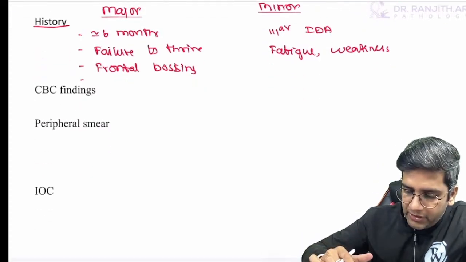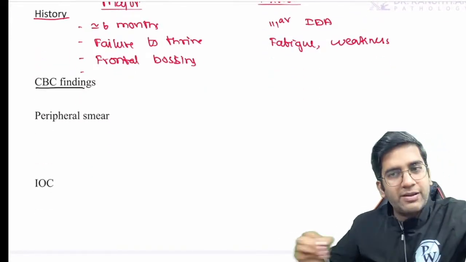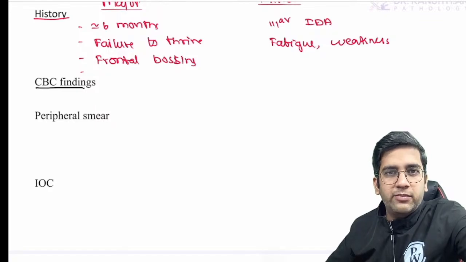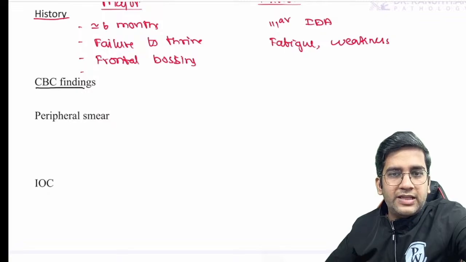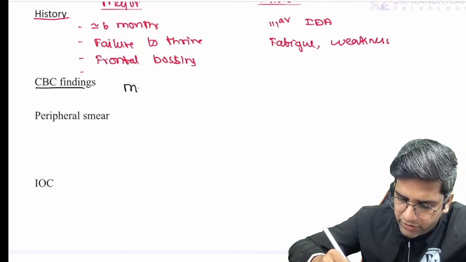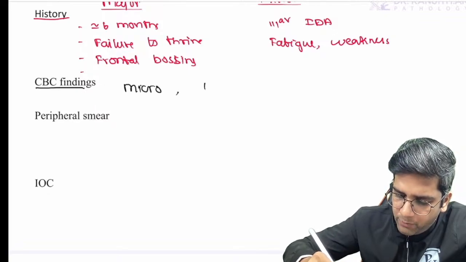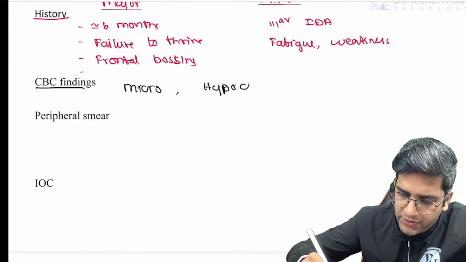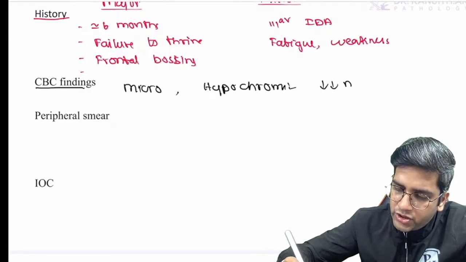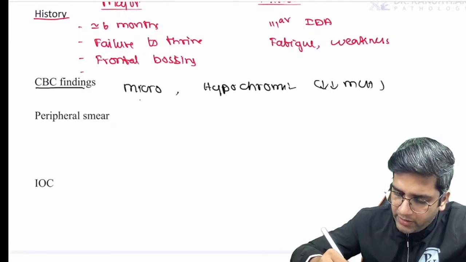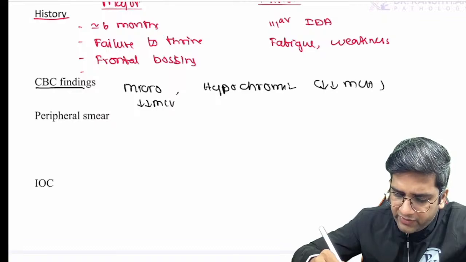Fine. Again, coming to CBC, thalassemia is a microcytic anemia or a macrocytic anemia? Thalassemia, micro or macro? Obviously, microcytic hypochromic anemia, right? So it's microcytic and hypochromic. You can write that as reduced MCH and reduced MCV. Fine. That's a classical finding required here.